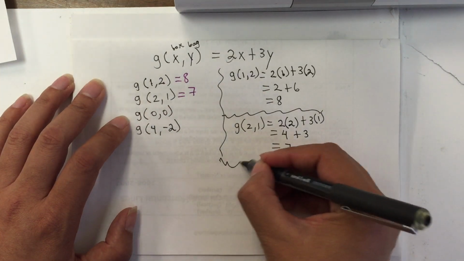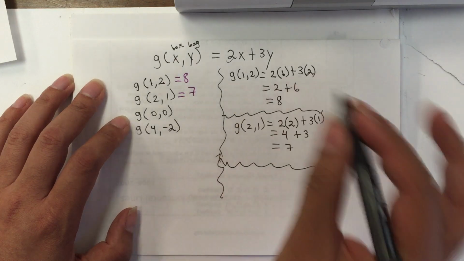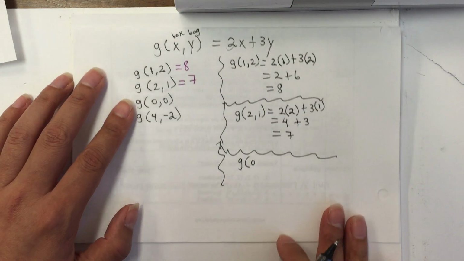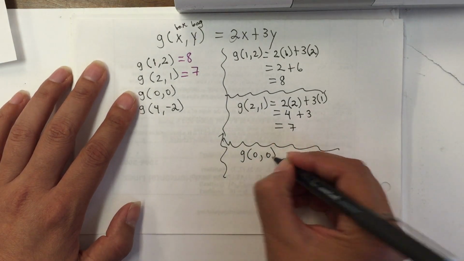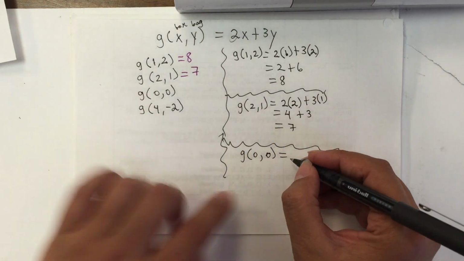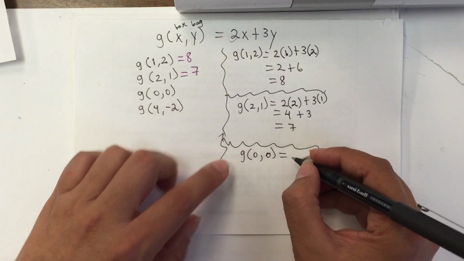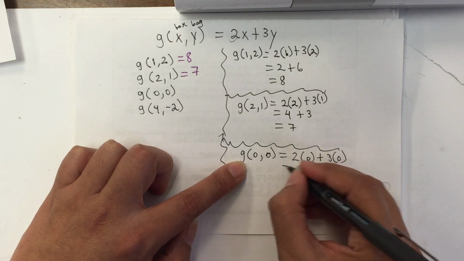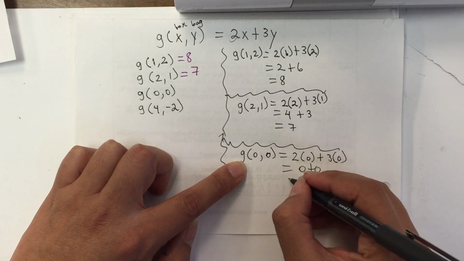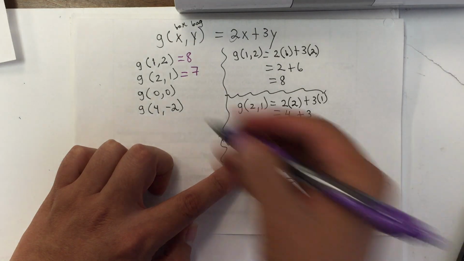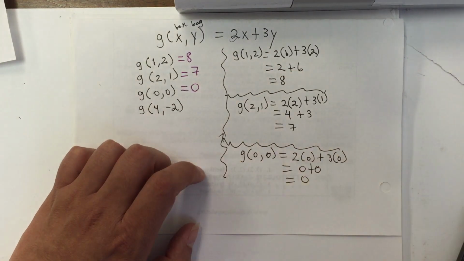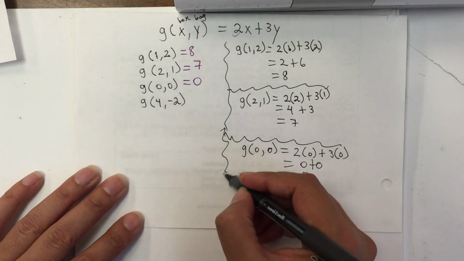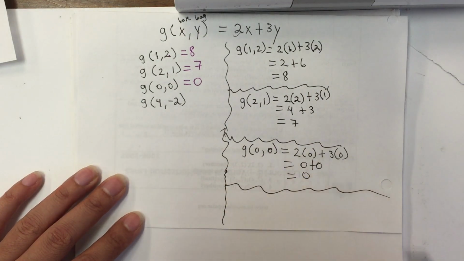Okay, again, you don't have to think of scenarios, you can just apply it. Let me just go with the next one without explaining with bags or boxes. G of 0, 0 means that I replace the 0 and the 0 for x and y. So 2 times 0 plus 3 times 0 is equal to 0 plus 0, which gives me 0. What would that represent if it was related to those oranges I was talking about? Maybe you can think about that.